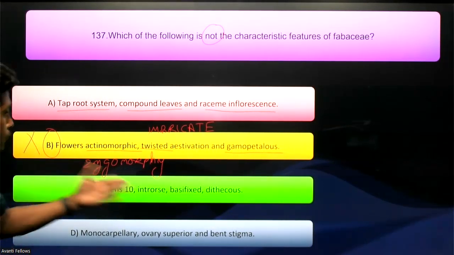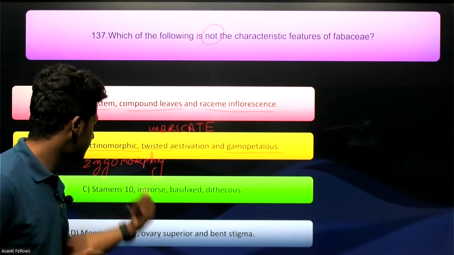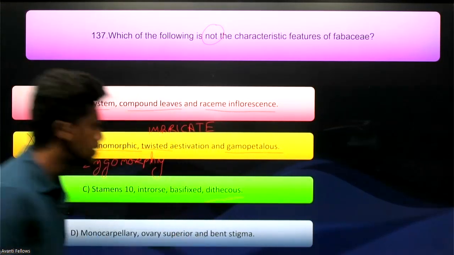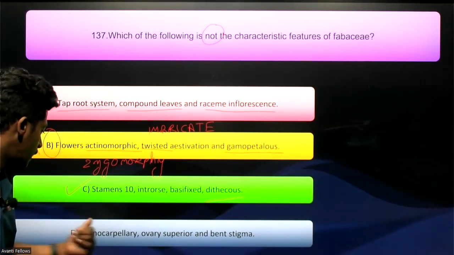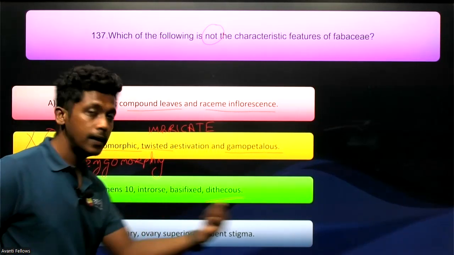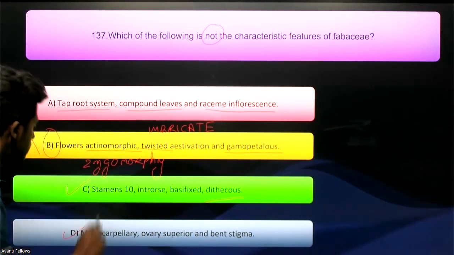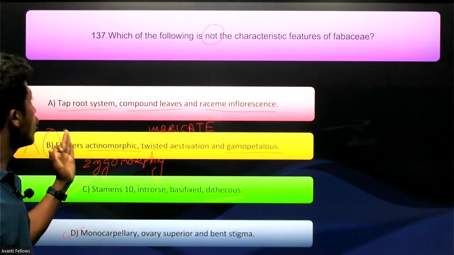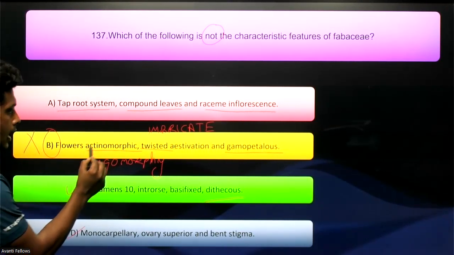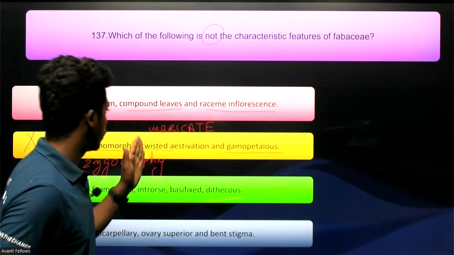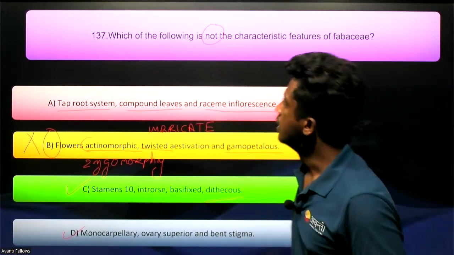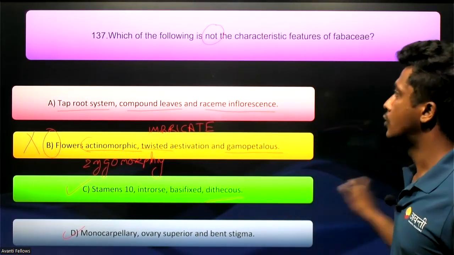Whereas if you see the other options, such as stamens 10, diadelphous, basifixed, and dithecous, correct. This option is right. Next one is monocarpellary ovary, correct, ovary superior, and the stigma is bent. Even this option is correct. So our wrong option for 137 is B. It is not actinomorphic, it is zygomorphic; it is not twisted, it is imbricate; it is not gamopetalous, it is polypetalous. Clear, people? So this is for the 137th question.